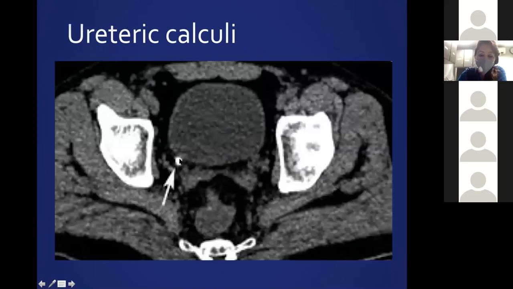Another calculus, you can see it is at the ureterovesical junction. This is the junction. This is the bladder. It's just seen at the bladder wall. However, it is not protruding inside the bladder, so it is at the ureterovesical junction.